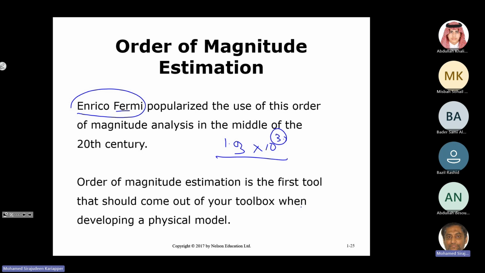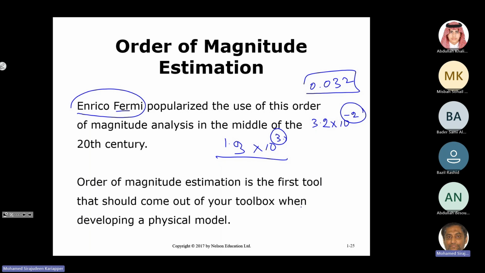So this is in the 1000, right? So the order is 3. If you have another number, let's say 0.032, and you write it in scientific notation, 3.2 times 10 to the minus 2. So the order of this number is minus 2. That's the meaning of order of magnitude of a number.